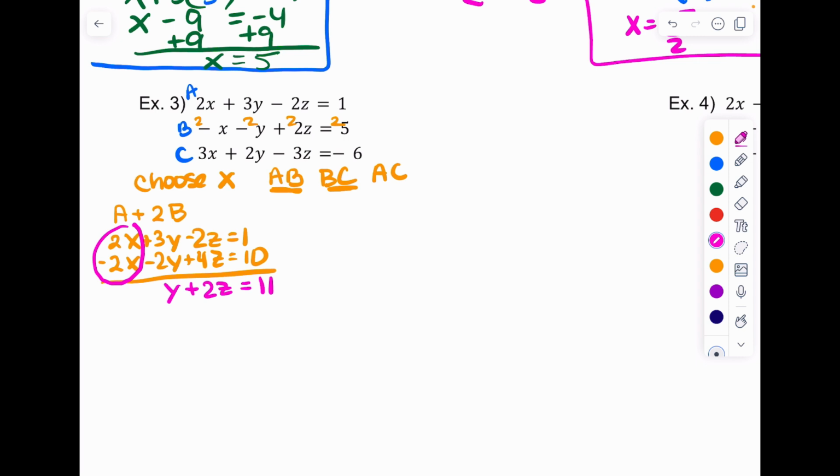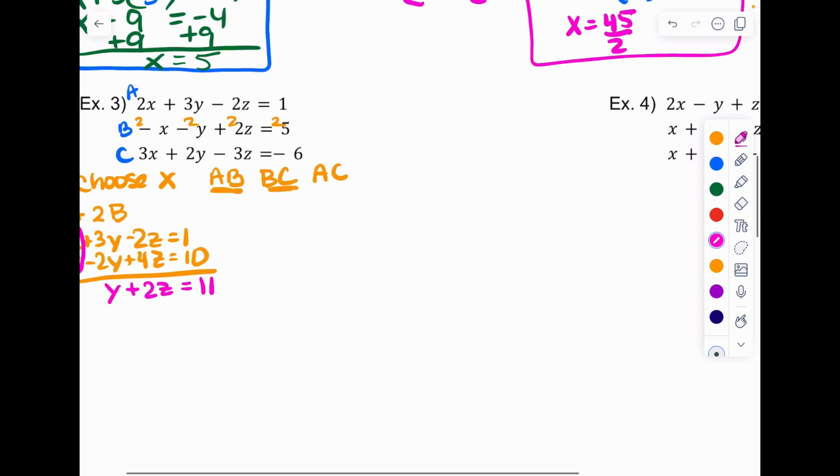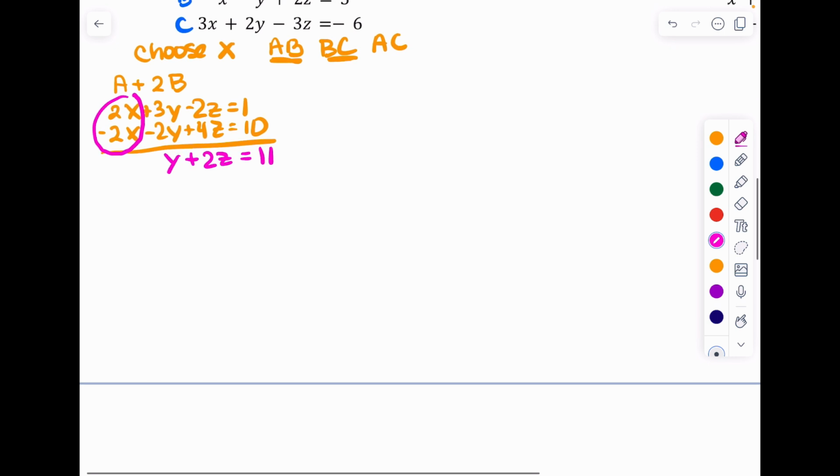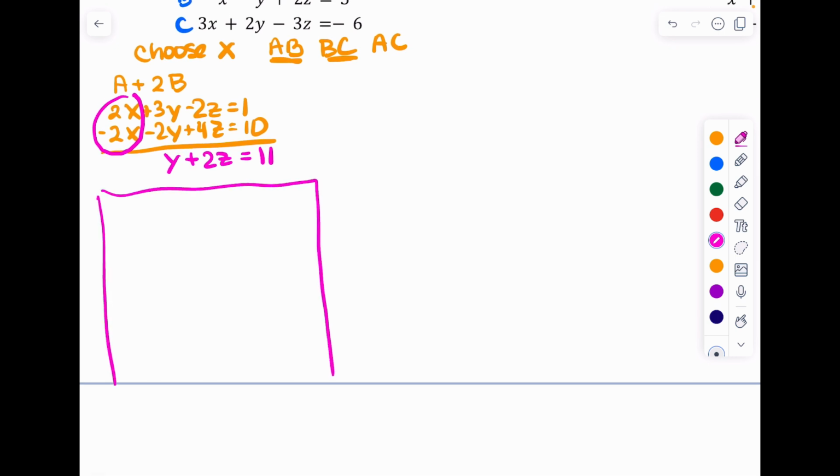Okay, so there's one equation because I need two equations with the same two variables. So let's go ahead and put that in a box. So right now we have y plus 2z equals 11. Okay, so this one came from there.